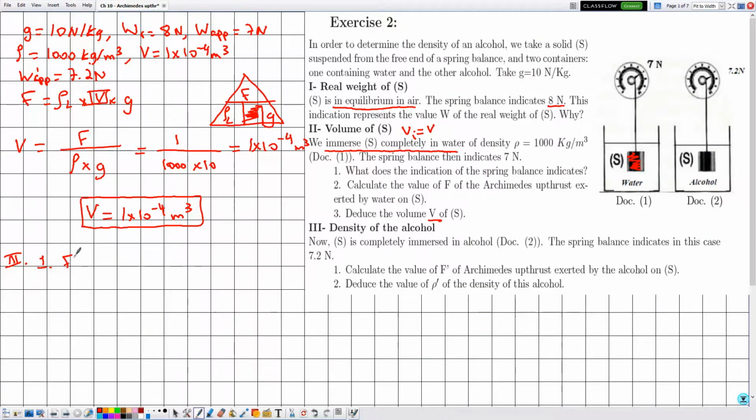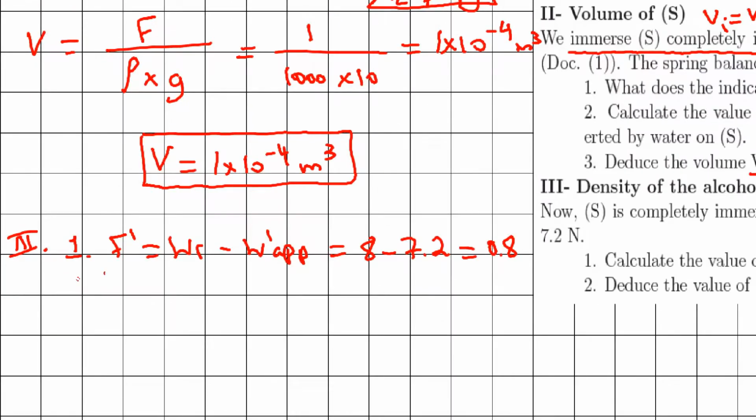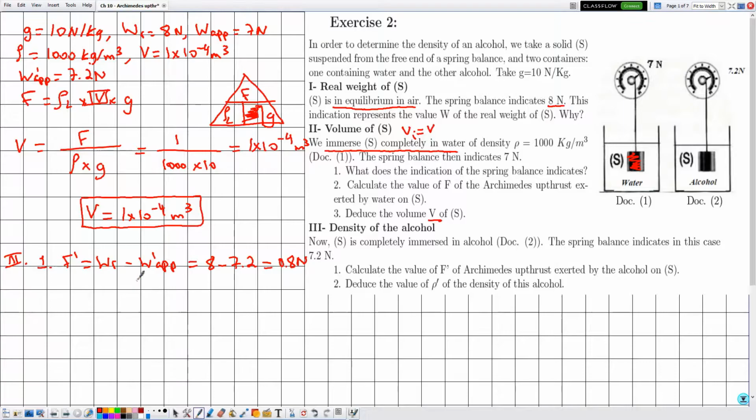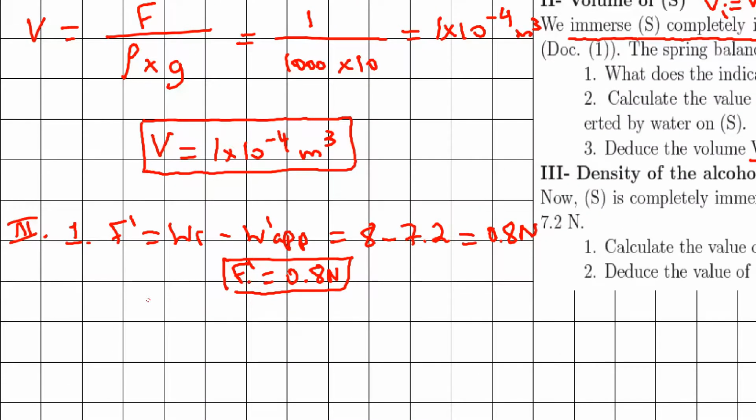Then the value of F prime is given by always the real weight minus the apparent weight. So in this case, the real weight will not change. It is given by 8 minus the value of the apparent weight, which is given by 7.2. Now, in this case, the value of F prime is given by 0.8. Since both the real weight and the apparent weight are expressed in newtons, the value of F prime is in newtons. So F prime is equal to 0.8 newtons. So what does this value represent? It's the force exerted by alcohol on the solid S, because here W apparent is due to alcohol and not water.